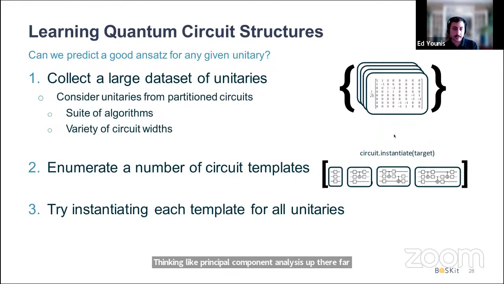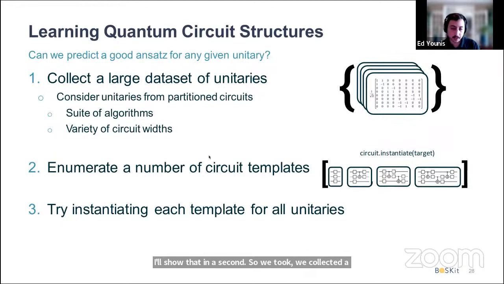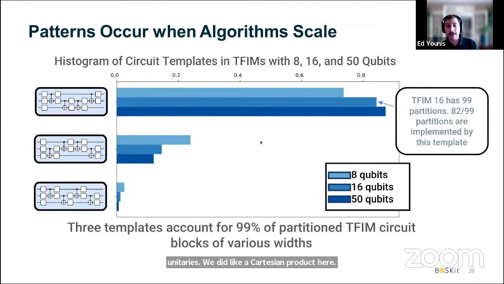So we collected a bunch of data. We enumerated all the circuit templates, a finite number of them. And then we instantiated each template for all the unitaries, so we did a Cartesian product here. And we just recorded which ones were successful and which ones weren't, and we tried to learn that. We looked at some patterns first.